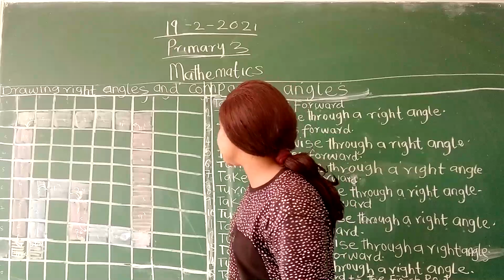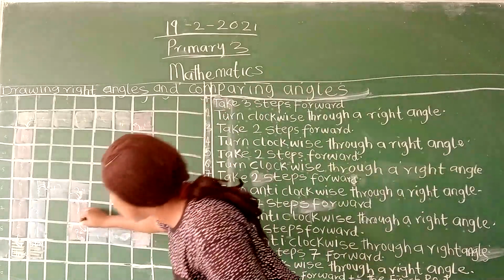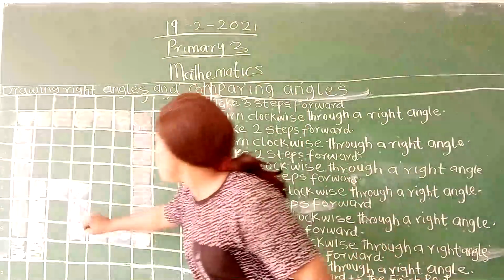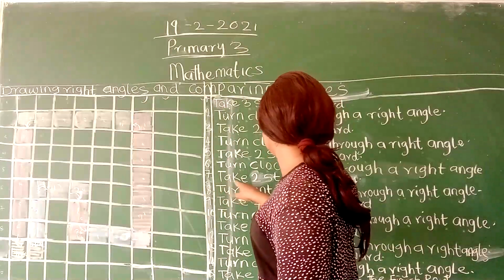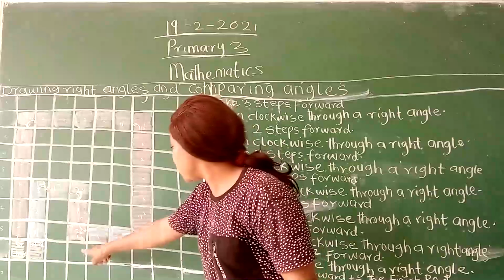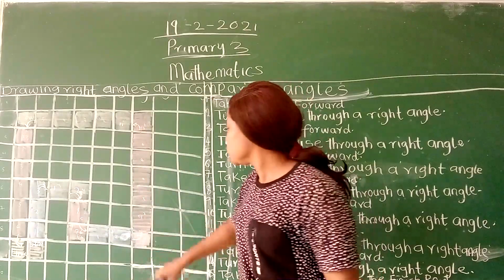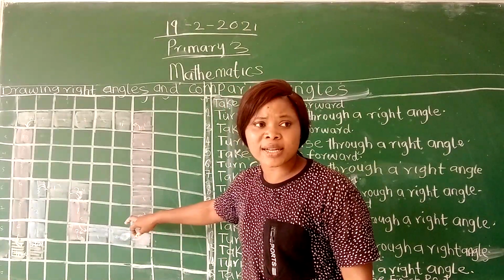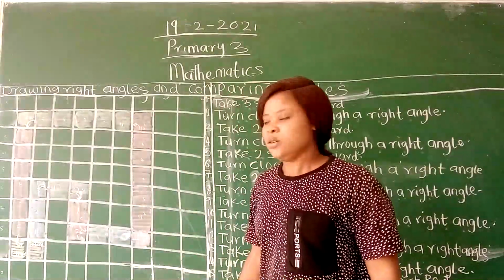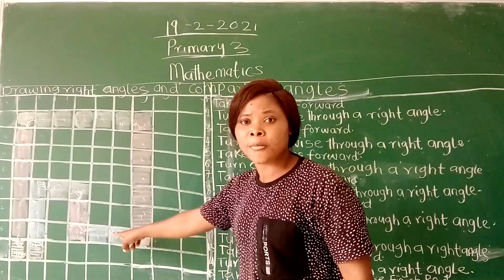Great. Now number 6 said, turn clockwise through a right angle. Have you turned? Good. Wonderful. Then number 7 says, take 2 steps forward. Then you now take another 2 steps forward. Let's check it. 1, 2. Have you taken the 2 steps forward? Awesome. Now shade it with your chosen colors. Have you done that? Wonderful.